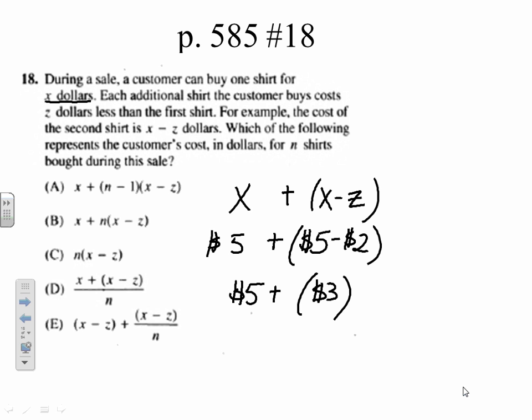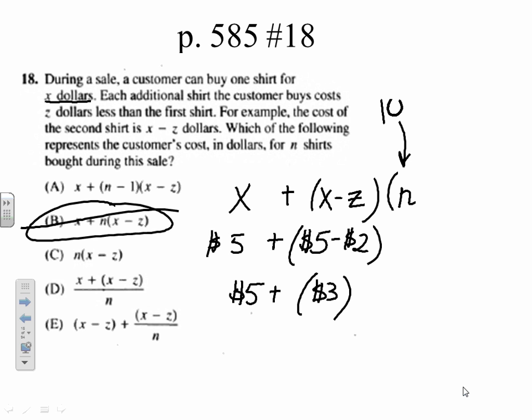Then we have to figure out how to represent the number of t-shirts, and it's not simply N. A lot of you will pick B as the right answer, but it's wrong because N would be the total number of t-shirts. So let's say, for example, that the total number of t-shirts is 10. We need to cut out the first t-shirt, which is represented by X here, because that t-shirt has its own unique cost of X dollars, which is $5 in our scenario where we made up values.